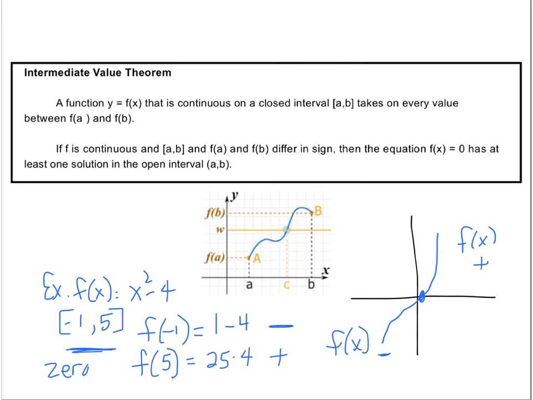The IVT does not allow you to find the 0. It just tells you that it's going to exist there. Of course, you know, it's a quadratic, so we could find it pretty easily. But we do know that it is continuous. It's a quadratic, it's continuous, a polynomial, and that there is a 0 because there is a sign change. And we can actually extend that, and we'll do that in class.